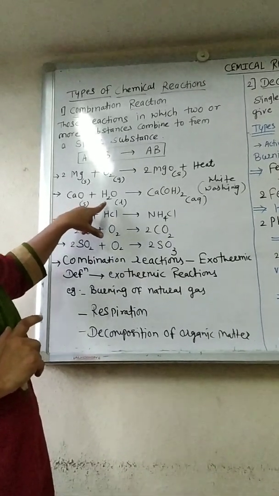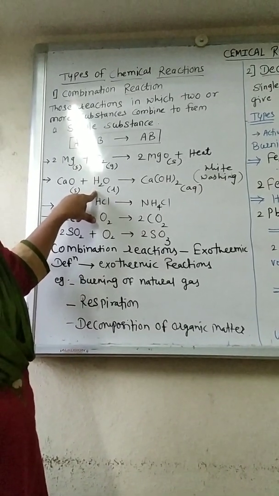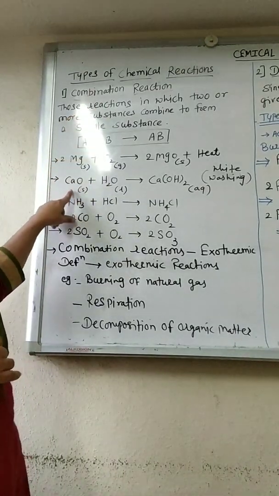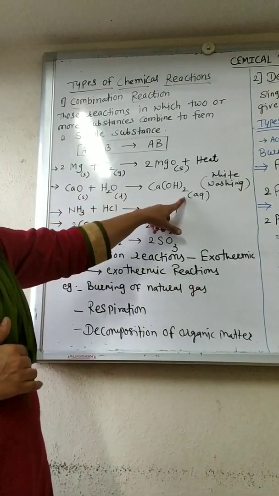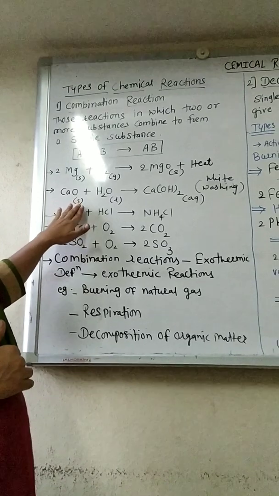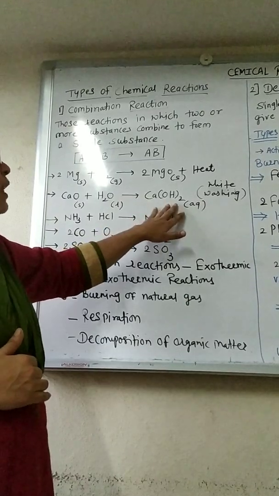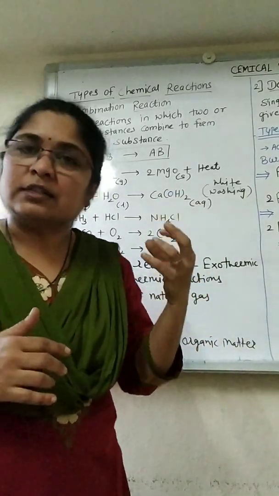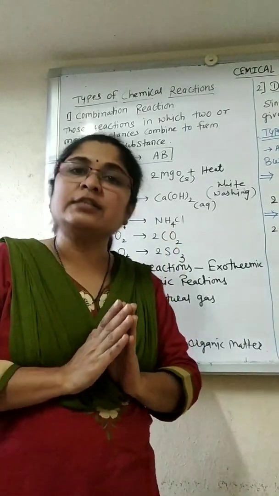Second type, when two compounds are involved. Compounds means two or more elements combined in fixed proportion to form a compound. Here two different compounds are involved in a combination reaction: CaO, calcium oxide, plus water H2O gives Ca(OH)2, that is calcium hydroxide. This calcium oxide is solid, water is liquid, and the calcium hydroxide is aqueous in state. What is this aqueous state? Whenever any solid substance dissolves in water, the state of matter is known as aqueous state.